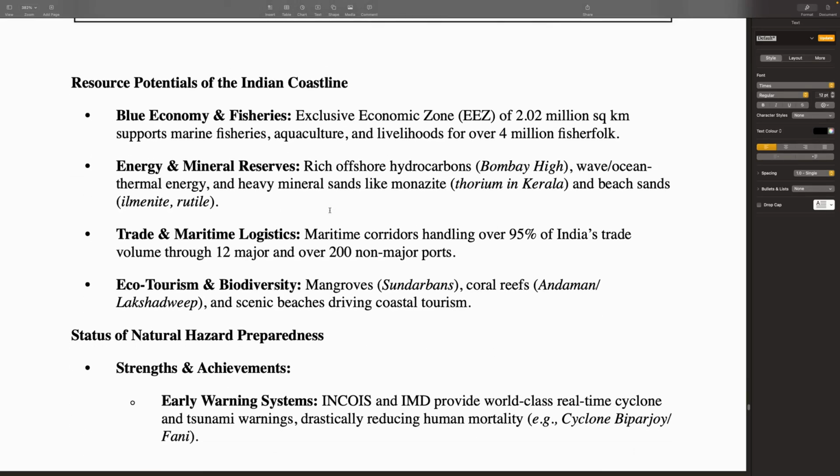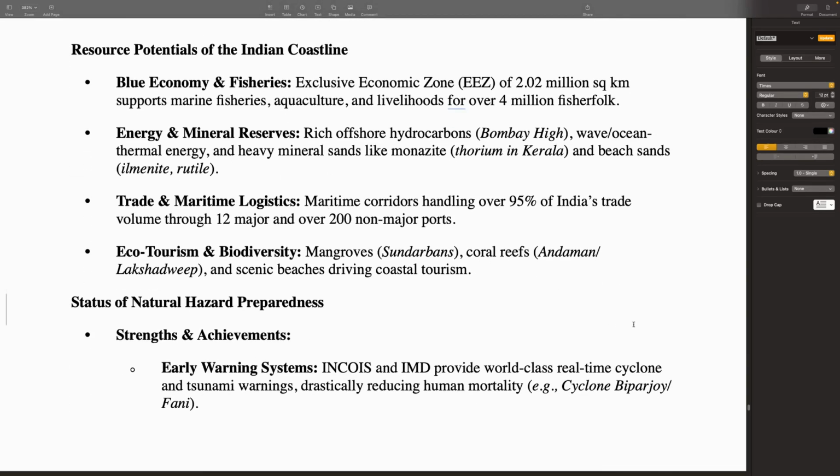Resource potential of the Indian coastline. Blue economy and fisheries: exclusive economic zone of 2.02 million square kilometers supports marine fisheries, aquaculture and livelihood for over 4 million fisher folk. Energy and mineral reserves: rich offshore hydrocarbons, Bombay High, wave and ocean thermal energy, and heavy mineral sand like monazite, thorium in Kerala and beach sands, limonite and rutile.